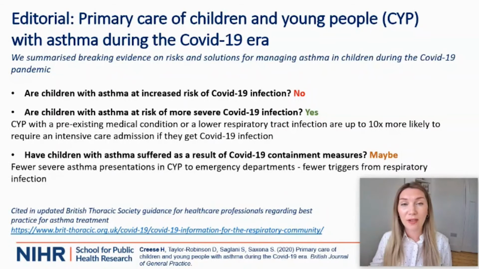We summarised breaking evidence on risks and solutions for managing asthma in children during the COVID-19 pandemic. We found no strong evidence that children with asthma are more susceptible to COVID-19 infection. We found that if children with COVID-19 have a pre-existing medical condition, they are up to 10 times more likely to require an intensive care admission. However, the evidence for asthma is mixed. During the pandemic, there have been fewer severe asthma presentations in children to emergency departments. However, protracted homestay and suspension of elective reviews in primary care may have led to further widening of asthma inequalities.